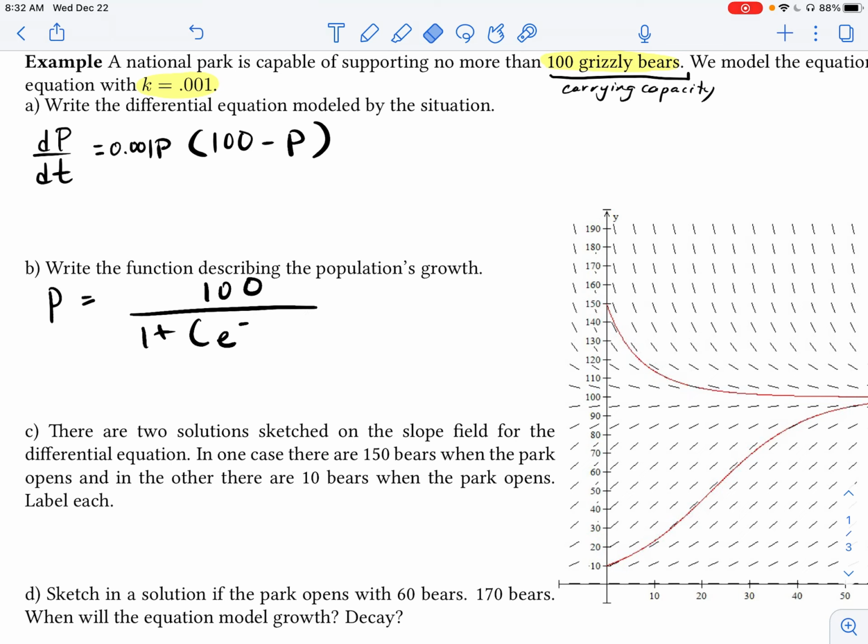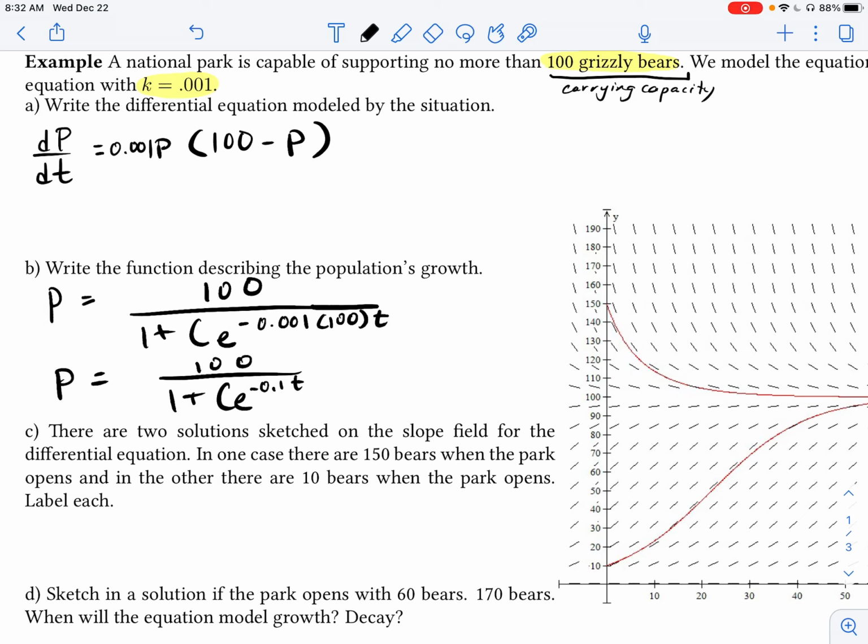So let's plug in a couple things. Negative 0.001, and we know that M is also equal to 100. We don't know t, nor do we know what C is just yet. Okay? So if I just simplify this a little bit, I can say 1 plus C times e to the negative 0.1t power. Okay, so that's the function that describes the population growth, or it'll give you the population at any given time.